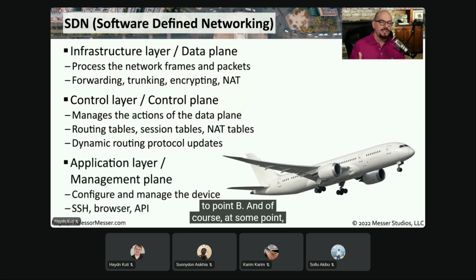And of course, at some point, you'll need to make configuration changes to this device. When you're connecting to a switch at the command line through SSH and you're making configuration changes, all of those changes are occurring in the management plane. Those changes would then dictate how the control plane manages its session tables and routing tables, and ultimately that determines how the data plane is going to forward traffic.